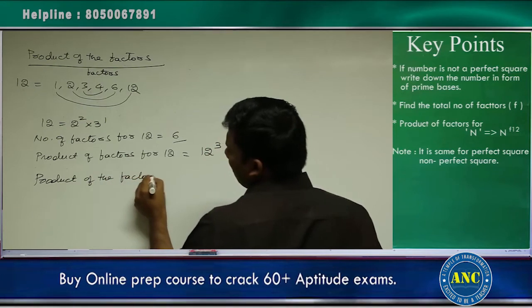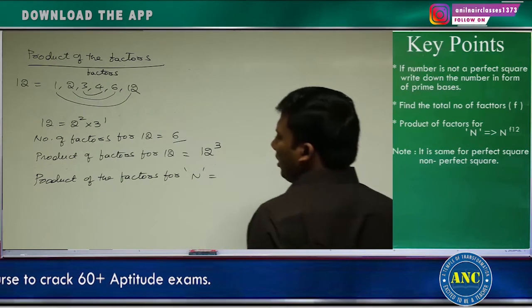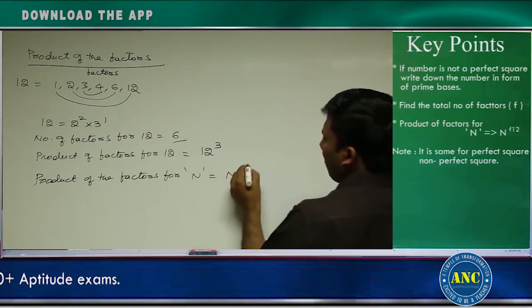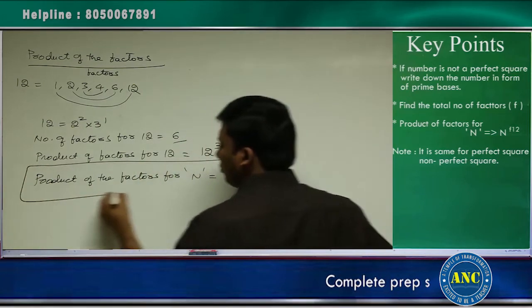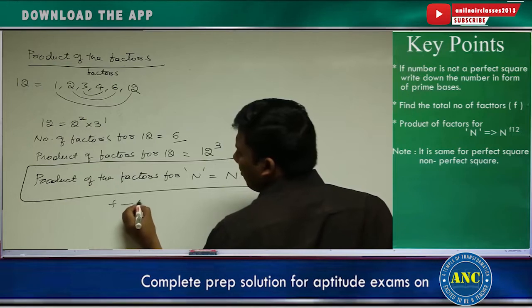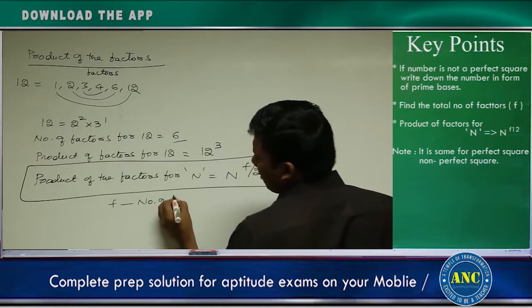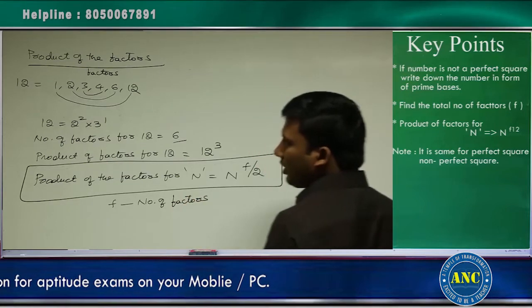Now see here, product of factors for any natural number n is given by number power number of factors by 2, where f is the number of factors.